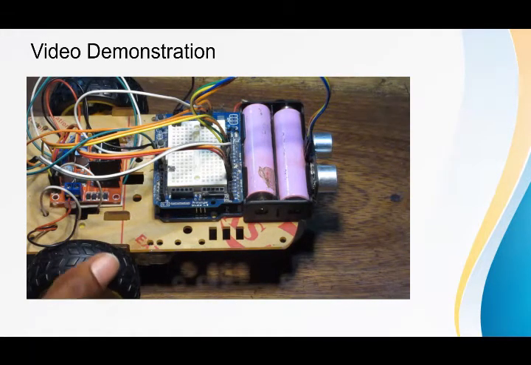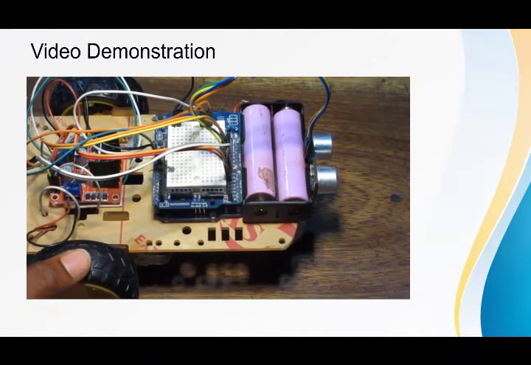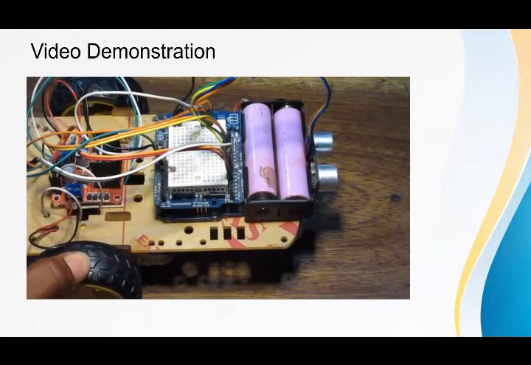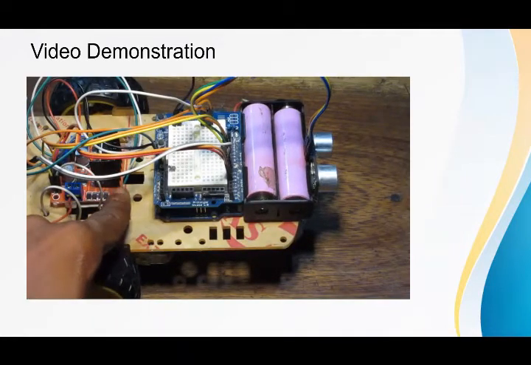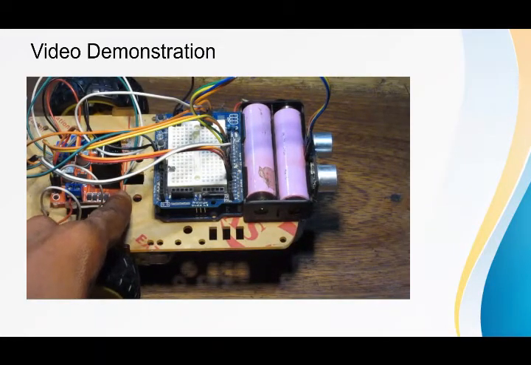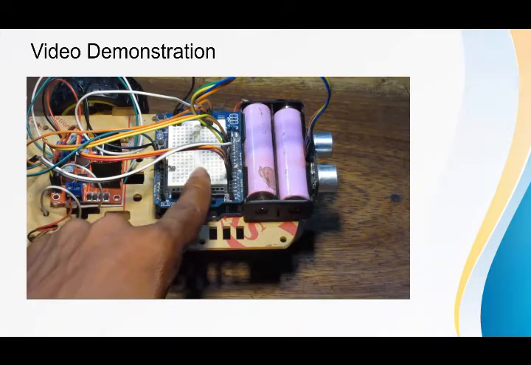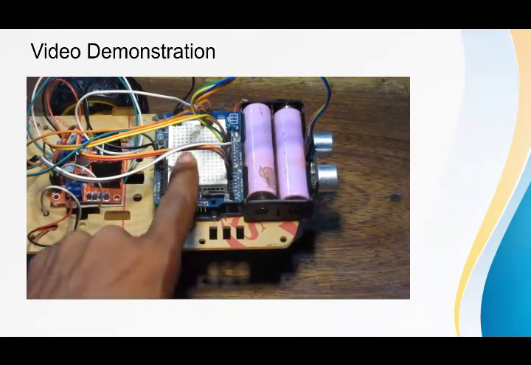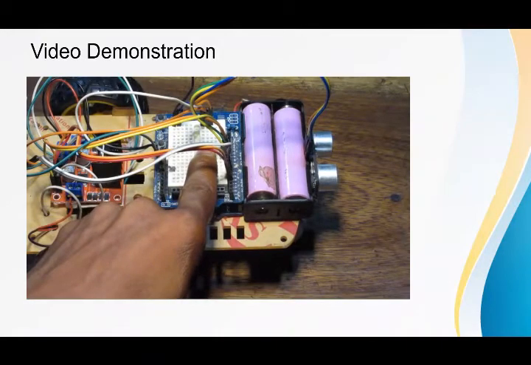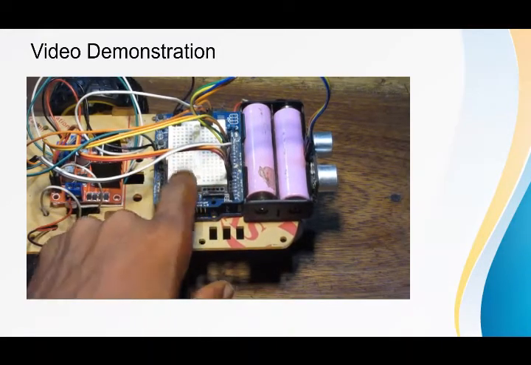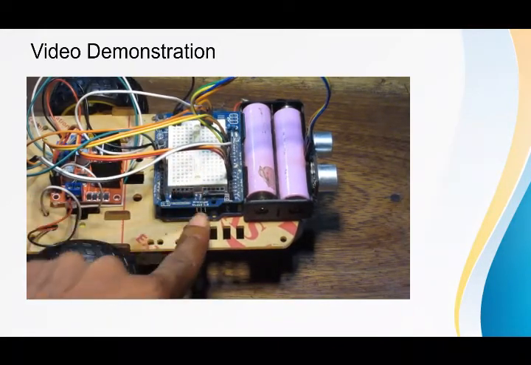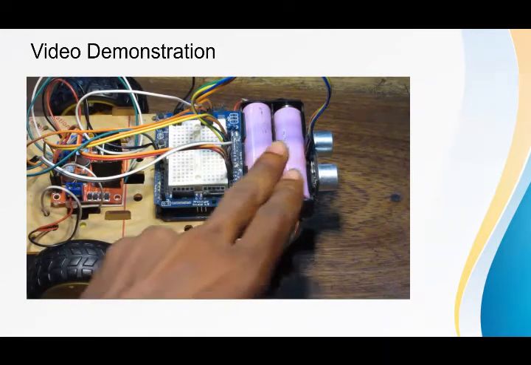So we have the two DC gear motors. This is actually the DC gear motors that I'm going to be working with. Then I have the L298N motor driver. Then I have the Arduino, which is underneath this breadboard shield. Alright, so this is the breadboard shield and the Arduino is just underneath this. Then I have my battery slot.